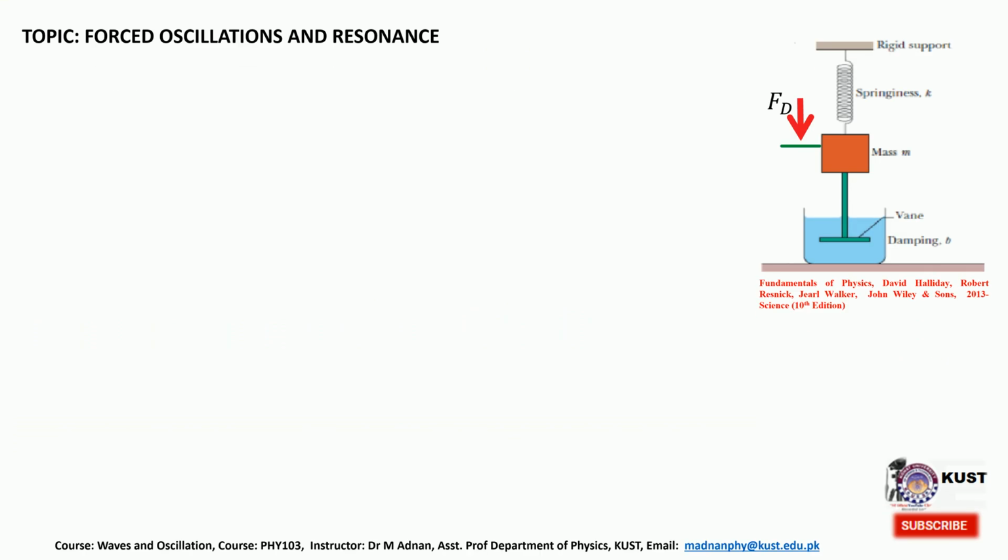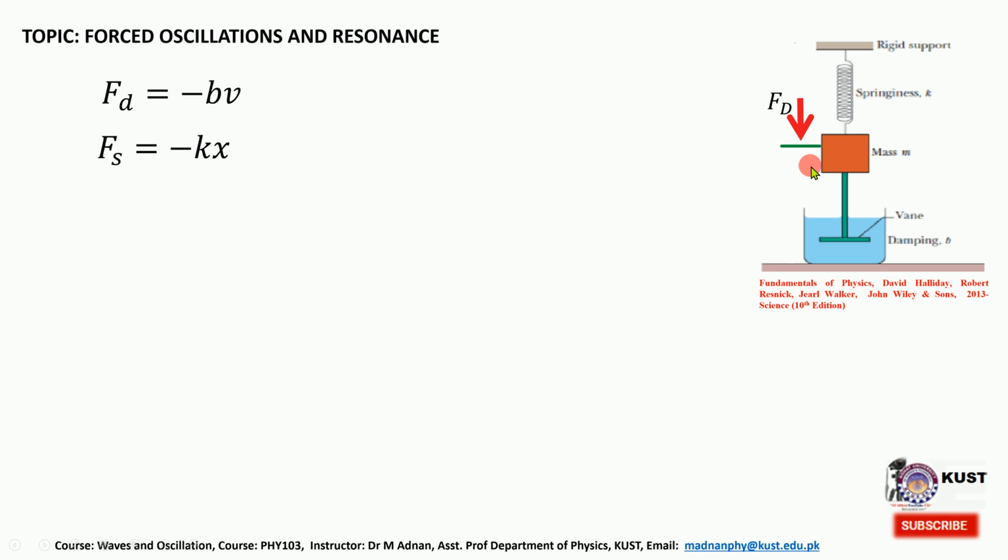So for that we need to identify the forces which are acting on this block. The first one is the damping force, as we have discussed in our previous lecture. This damping force arises because of the motion of this vane inside the liquid which is connected to this block. That damping force is proportional to the velocity of the vane inside this liquid, and this negative sign shows that this damping force will oppose the motion of this block, where b is the damping constant.